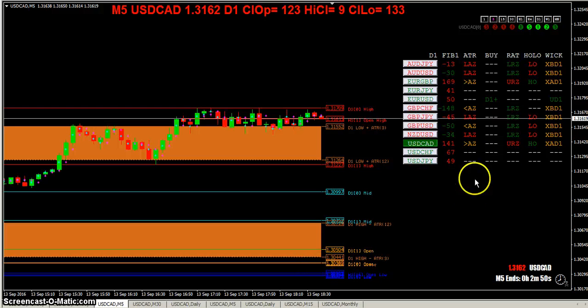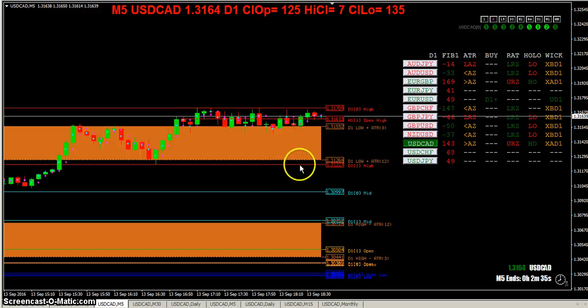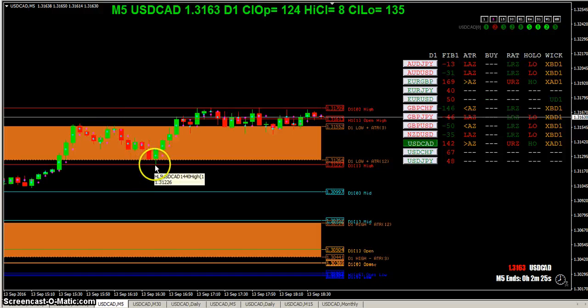And also, it's crossed above the D1 high, which is right here. That's what the XAD1 means, that it crossed above. Maybe I should use a little x. The D1 high, right there. See, it crossed it here, and I don't know, did that low get below it? It's hard to tell. Doesn't matter, it crossed it.